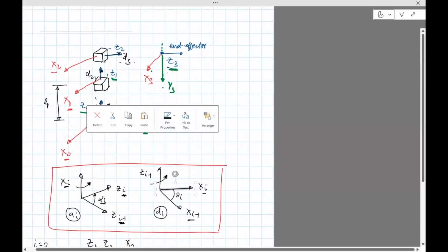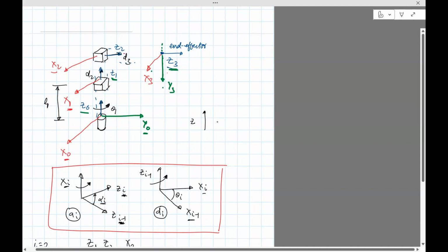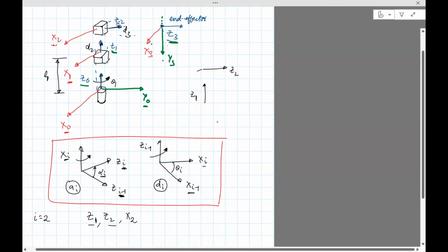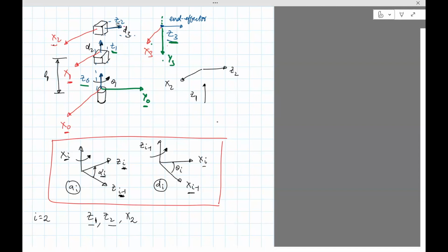So let me draw that here on the side. Z1 is up, Z2 is pointing to the right. Okay, and I also need another axis, X2. X2 is here. So the first thing is to compute a2. A2 is the distance from Z1 to Z2 along X2. Z1 passes through the origin, so if you want to compute the distance along X2, it is going to be 0 because Z1 actually passes through the origin.